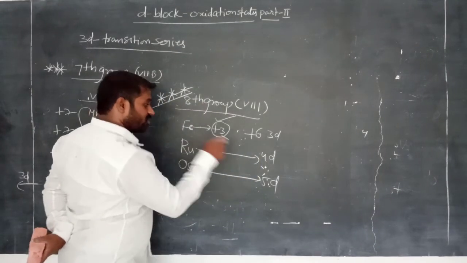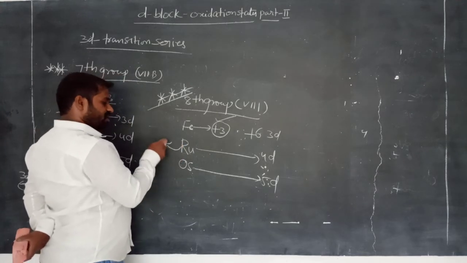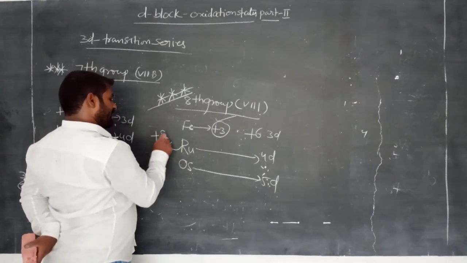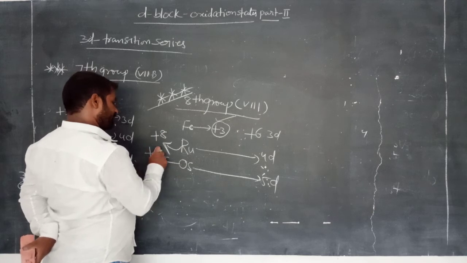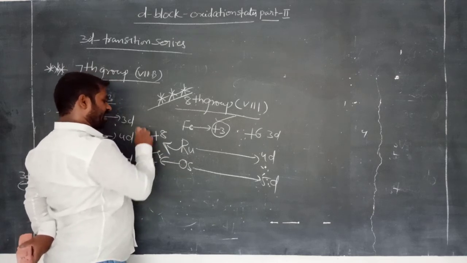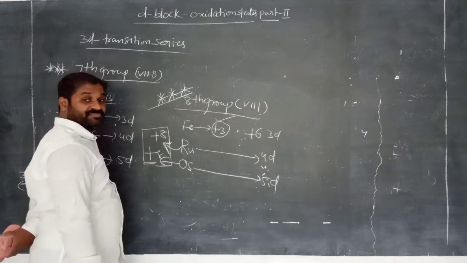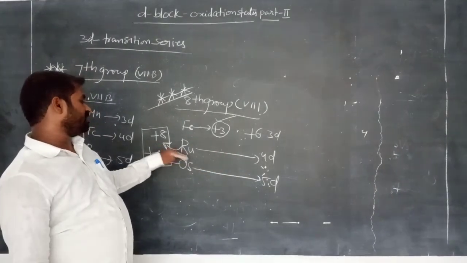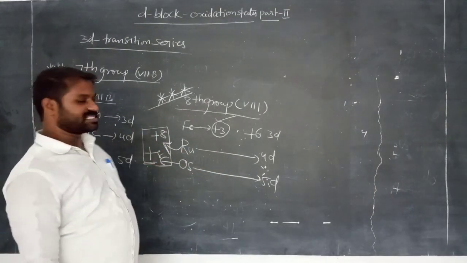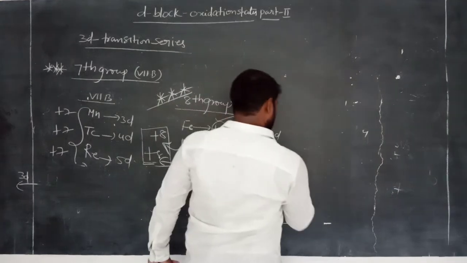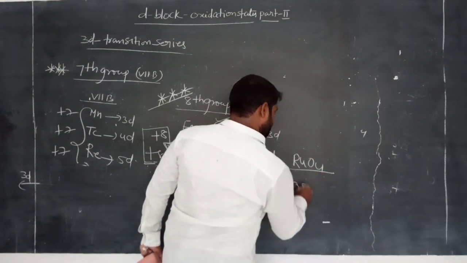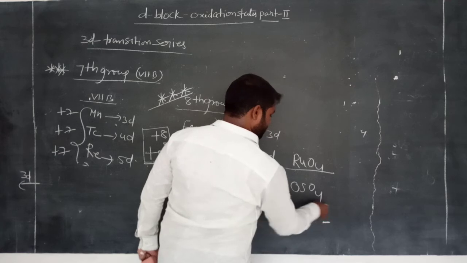Okay, so in the 4D series, the maximum oxidation state is shown by ruthenium, that is +8, and also osmium +8. Very important. In the entire periodic table, these two show the maximum oxidation state. Not only in this 4D transition, ruthenium shows +8 and osmium +8. Now what are the compounds? Ruthenium tetraoxide and osmium tetraoxide.